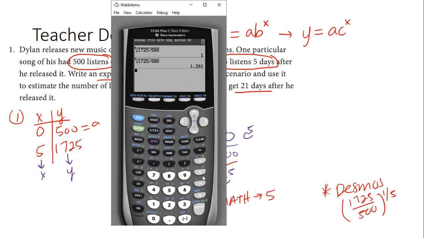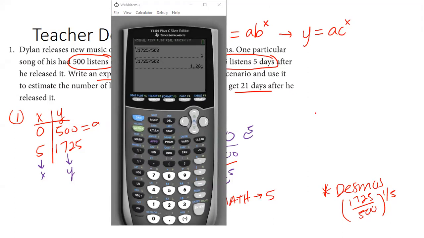So why are we using the root in this problem? Because we're getting rid of the power. To cancel out a power, you use the root. They're inverses of each other. All right. So I have 1.281. Did we all get that?